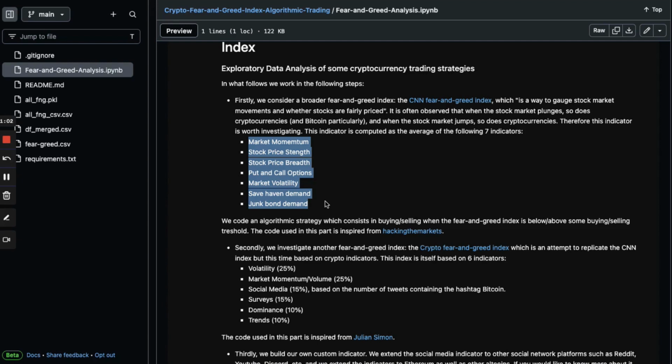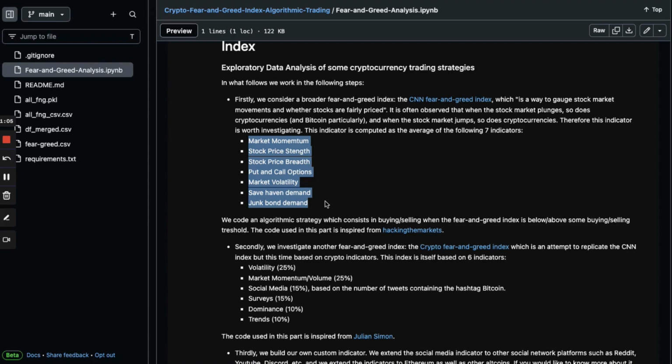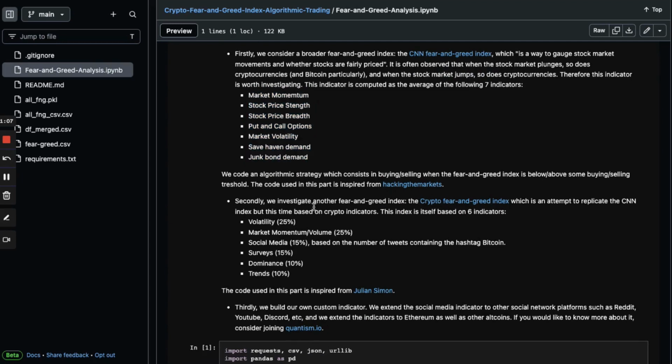And later on, with the emergence of cryptocurrencies a few years ago, the Crypto Fear and Greed Index was developed, and it attempts to replicate the famous CNN Fear and Greed Index. So it does take into account market momentum, volatility, surveys, dominance, trends, and the interesting point here is that it does take into account the social media for 15% of the total weight.